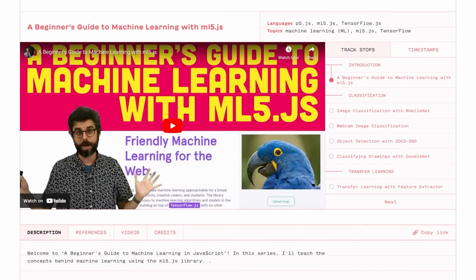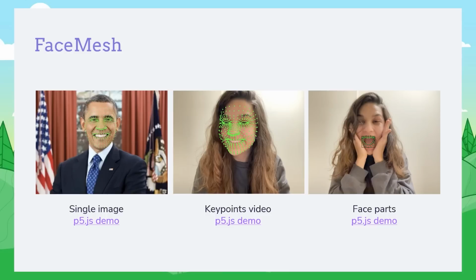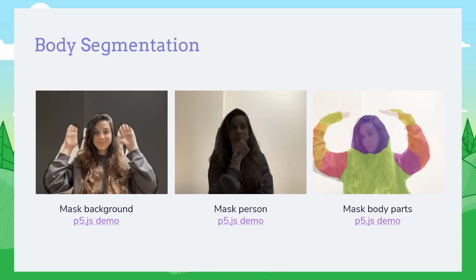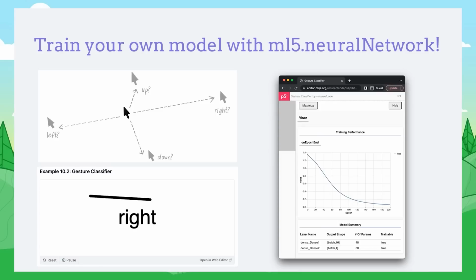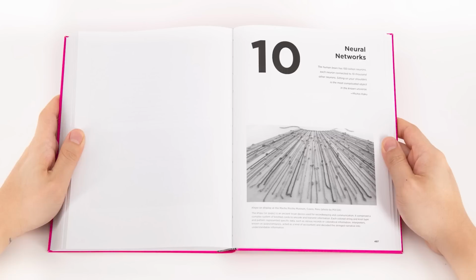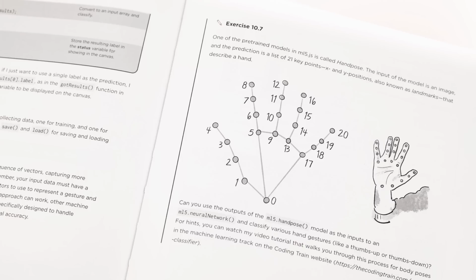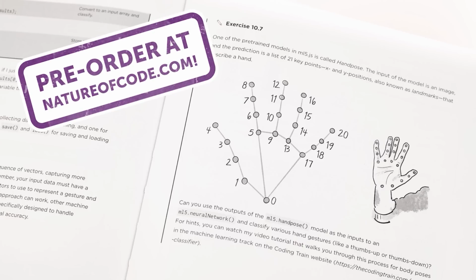But in the last year, a group of us at NYU in New York and at NYU Shanghai have been working on updating the library to use a bunch of refreshed new models for pose tracking, as well as some new functions for training a neural network, all of which I explore in a lot of detail in chapters 10 and 11 of my new Nature of Code book, which I think I've probably mentioned way too many times on this channel.